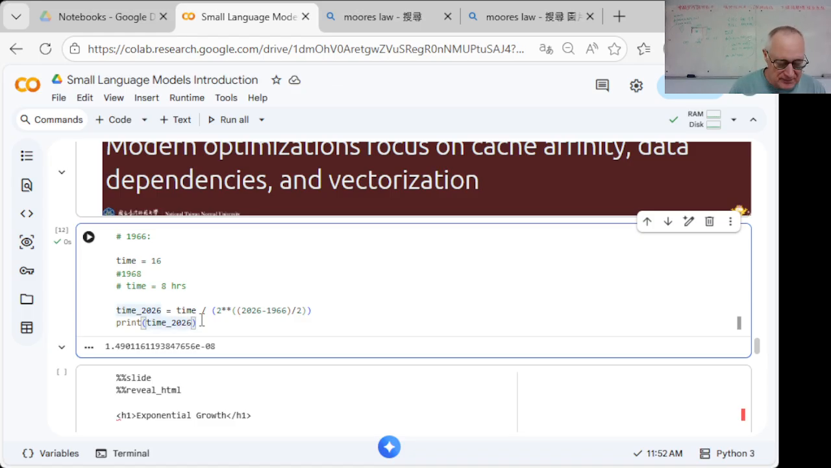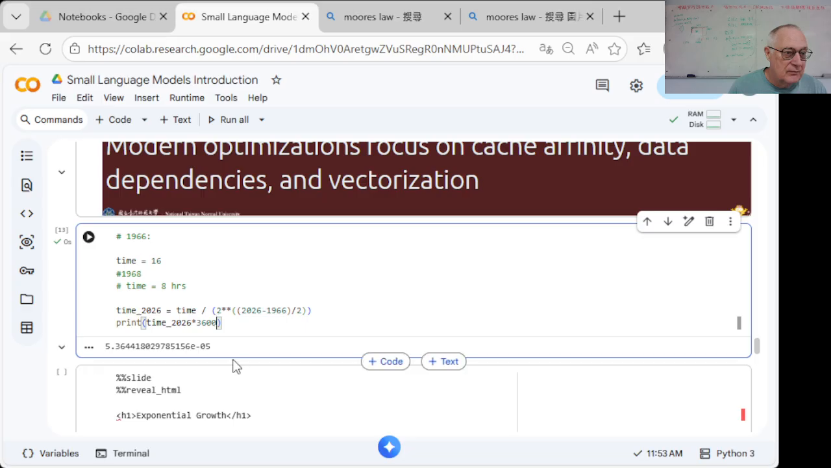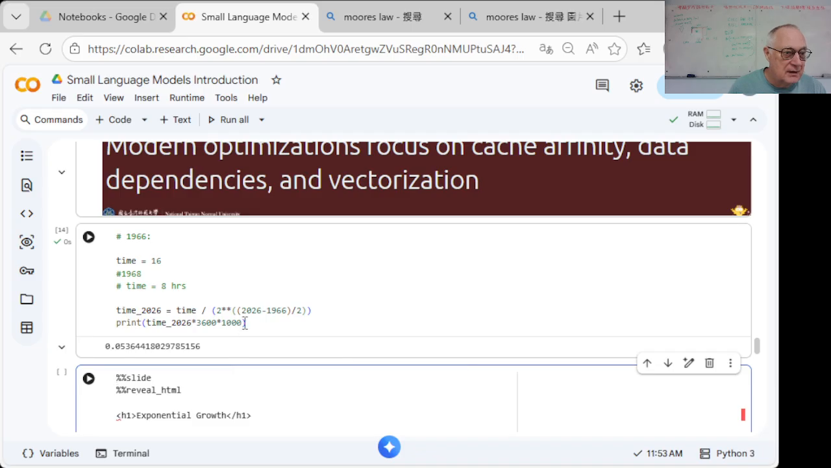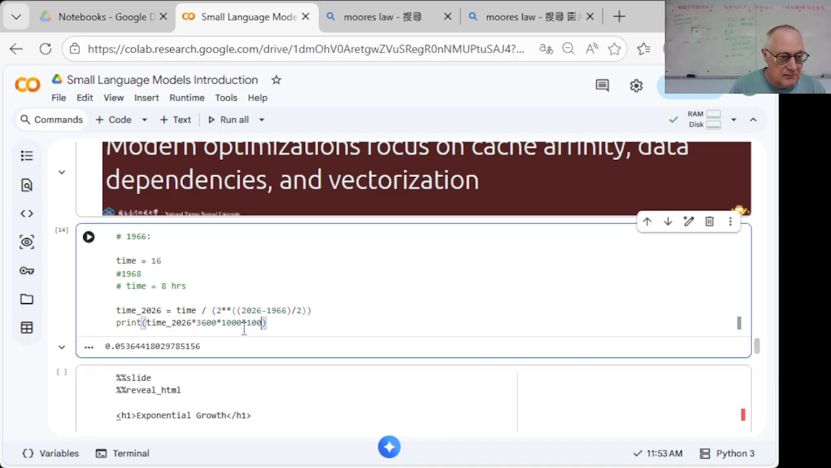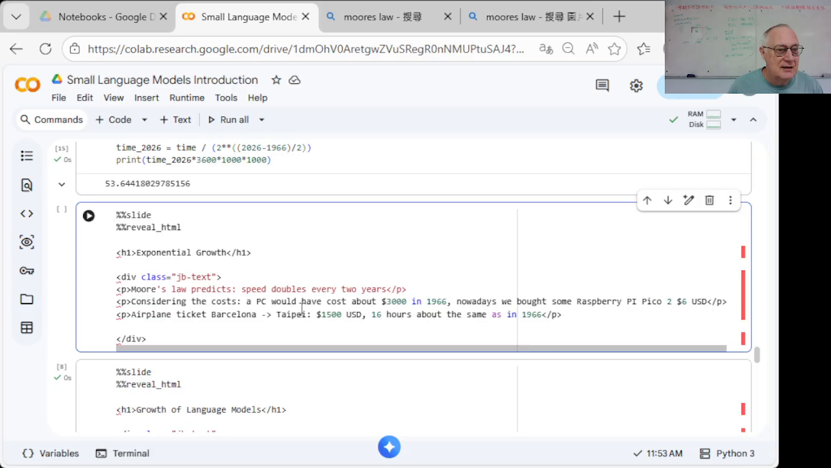So it would be this many seconds. So it would be this many milliseconds. This many 53 microseconds should be what your trip from Barcelona to here would take if airplanes would have followed. We all would have really enjoyed that, I think. You wish, right?